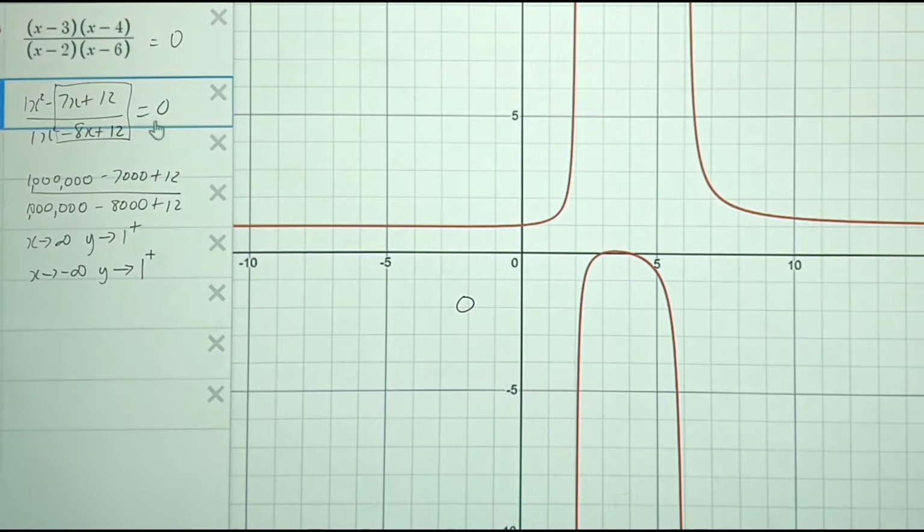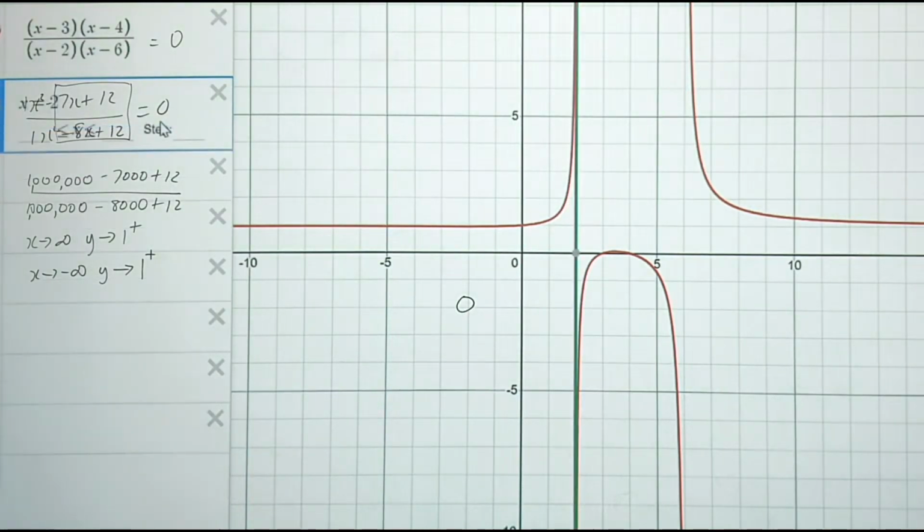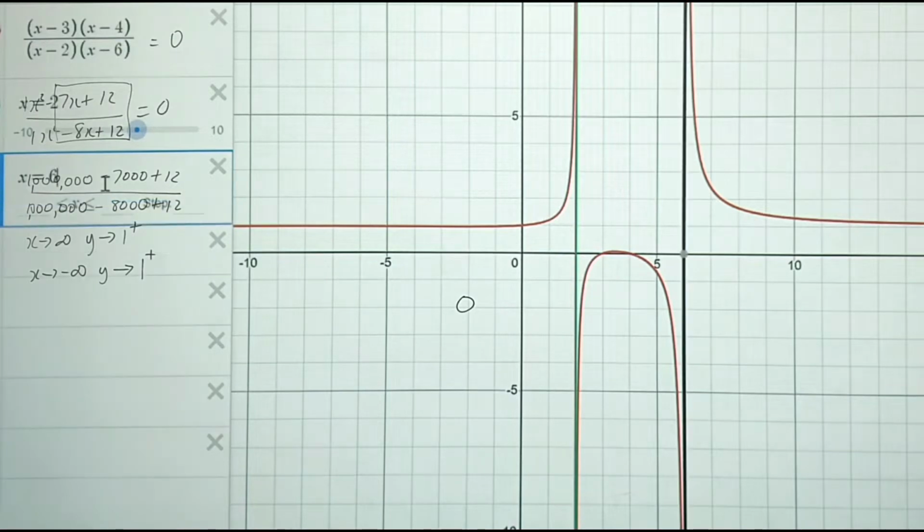So what have I got? I've got x equals 2. I'm going to put them all in for a moment. x equals 6. What's the next one going to be? y equals 1.